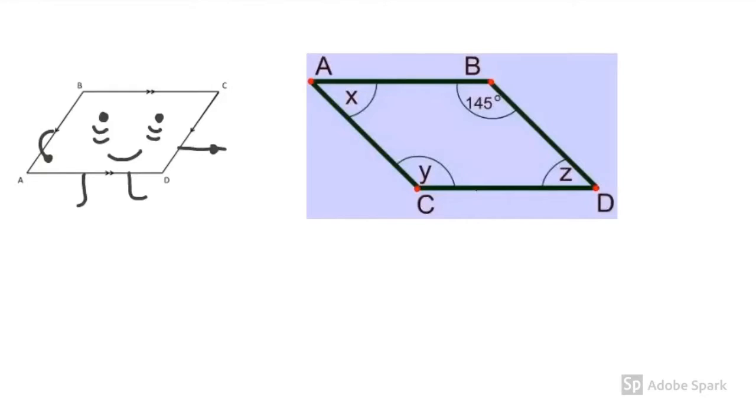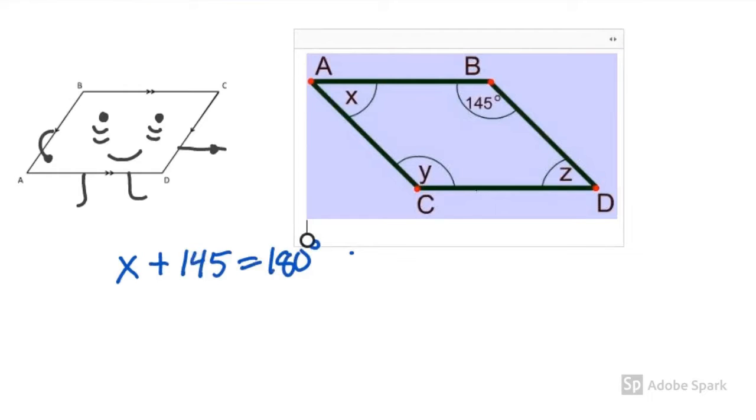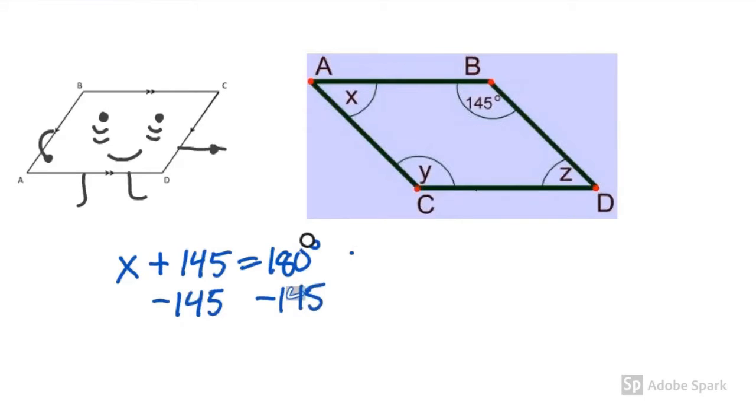An example of ways you can use properties of parallelograms can be seen to my right. If I wanted to find the value of x, well, I know that x and 145 have to add up to be 180 degrees because consecutive angles in a parallelogram are supplementary, which means if I subtract 145, x will need to be 35 degrees.